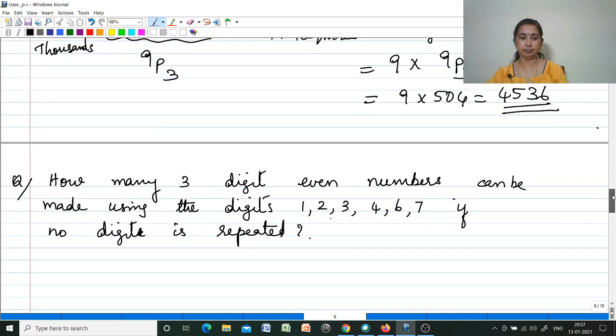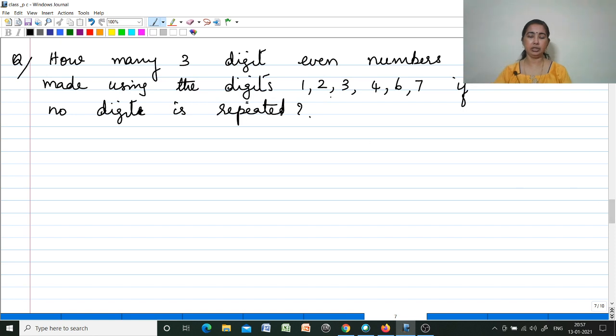Now next one, how many 3-digit even numbers can be made using the digits 1, 2, 3, 4, 6, 7 if no digit is repeated? So we have to make even numbers. 3-digit even numbers means the last position can be filled only with even numbers. That is 2, 4, 6, so 3 even numbers are there. Out of that 3, we can allot any one here. So we can arrange this last place in 3 different ways. That is 3 objects are there and 1 place to fill, so it can be done in 3P1 different ways, that is 3 itself. So 3 different ways for the last one.